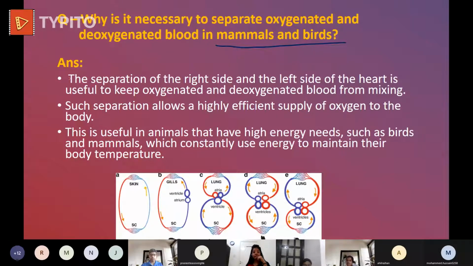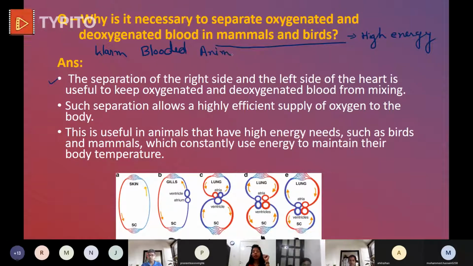The reason is that the separation of the right side and the left side of the heart is useful to keep oxygenated and deoxygenated blood from mixing. Such separation allows highly efficient supply of oxygen to the body. You know, mammals and birds have a high energy requirement. You know why? Because we are warm-blooded animals. Mammals and birds are warm-blooded animals.